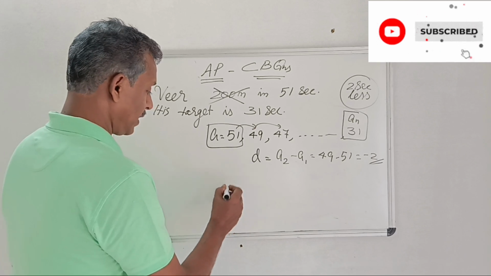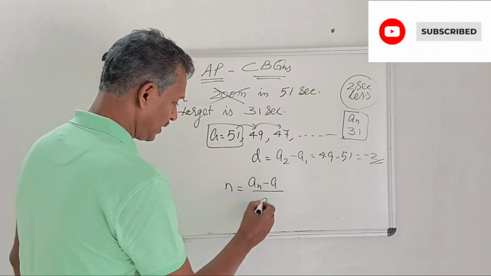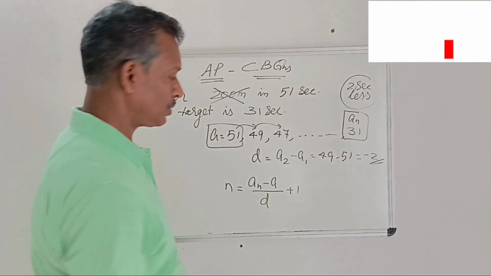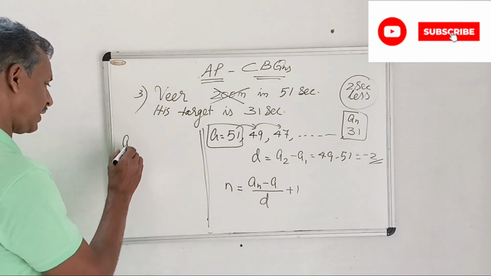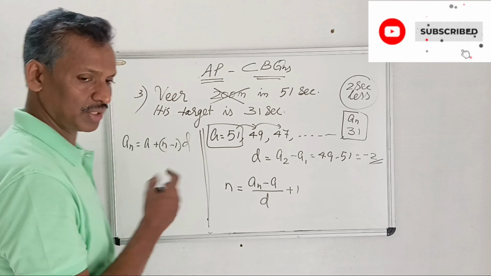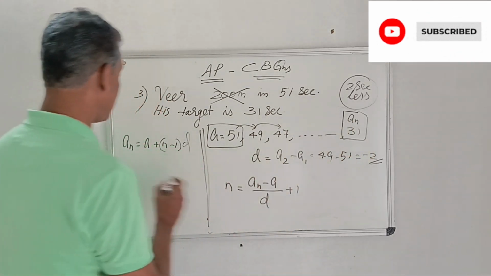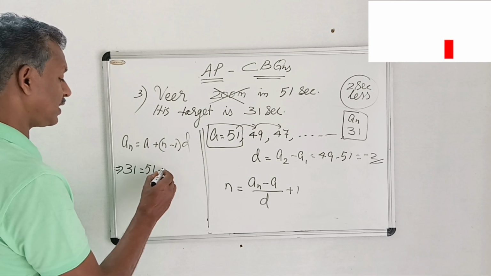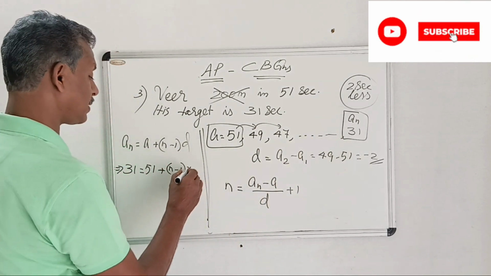Then you can find n using the formula (an minus a) by d, plus 1. This formula you can use to find the number of terms. Or if you are not comfortable with this, you can use the an formula, a plus (n minus 1) into d. This formula also you can use and substitute the values. The last term an is 31, which is equal to the first term 51 plus (n minus 1), and d is decreasing, so it is minus 2.